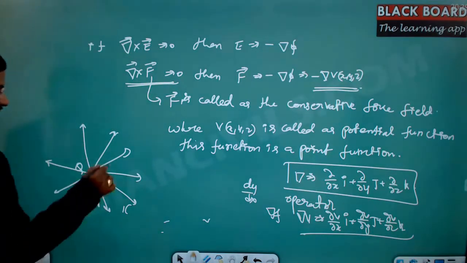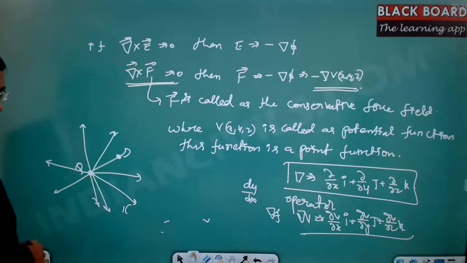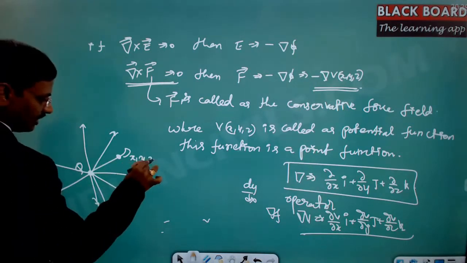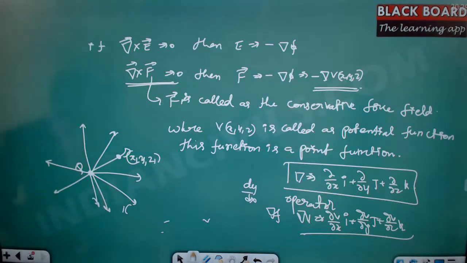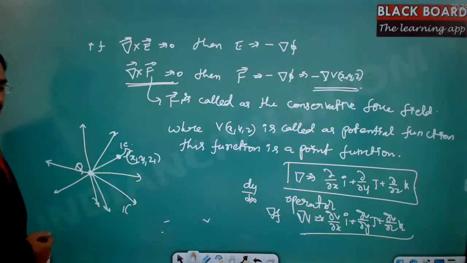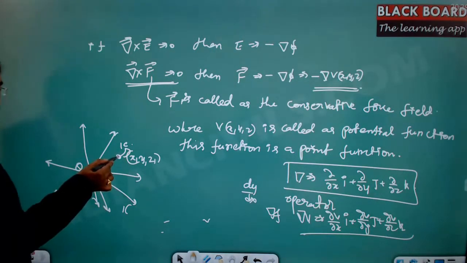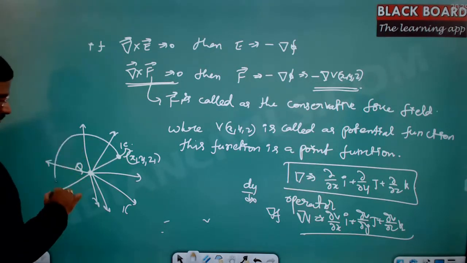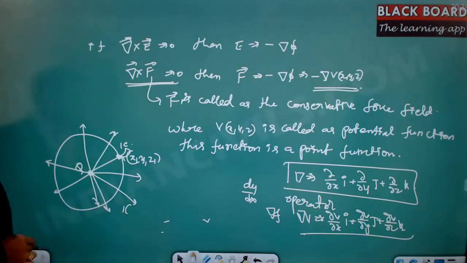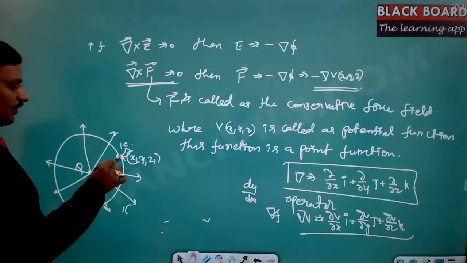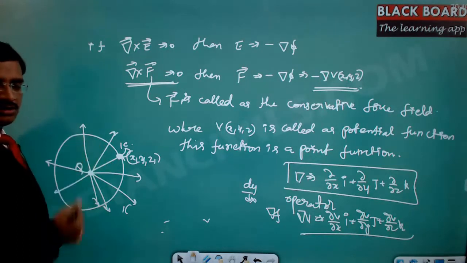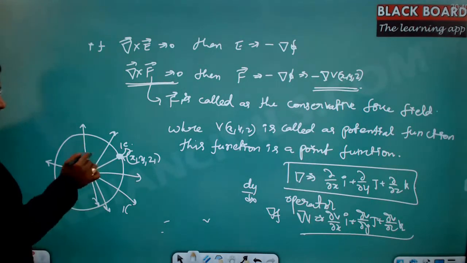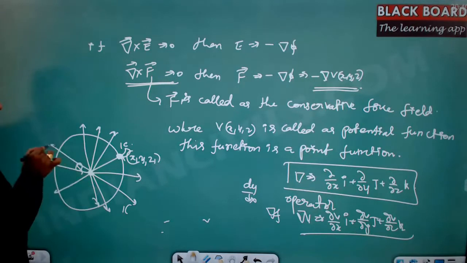Now, in this particular case, suppose I take this particular point, let us say the location is x1, y1, z1, and this is the location of the one coulomb charge. Then you try moving this particle from this location like this, and then you bring it back to its original position. Now, if you notice, the effective work done in this particular movement is going to be zero. Why? Because there is a force acting in all the different directions.